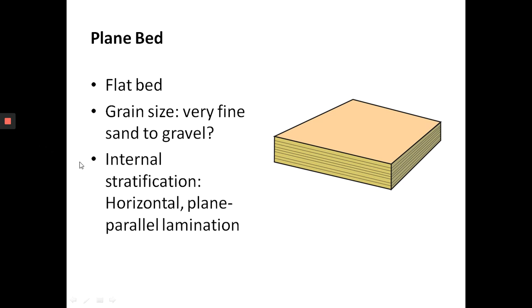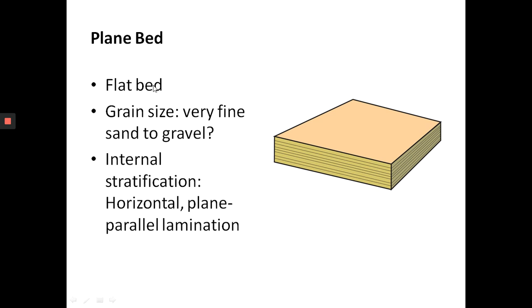Okay, so you have symmetrical ripples developed at lower orbital velocities. You increase the orbital velocity, you have larger waves, you get hummocky beds, and you further increase the velocity, you get this type of bed form. Plane beds, these are flat beds.